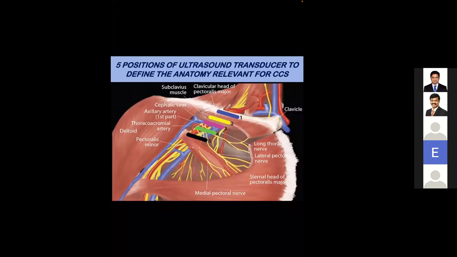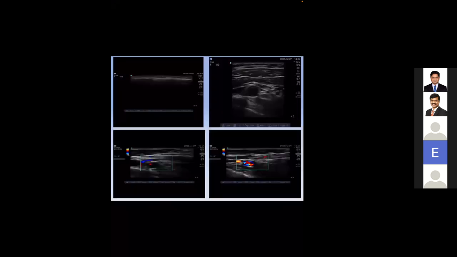Once you place the linear high frequency probe in the costo-clavicular space, you don't get the typical picture of this, but you can get many views, with different veins coming into the cephalic vein, draining into the axillary vein, the thoracoacromial artery, and then the clavicle as such. There are 5 steps for how you can get the best possible image when you place the probe in the costo-clavicular space. Let's see one by one.